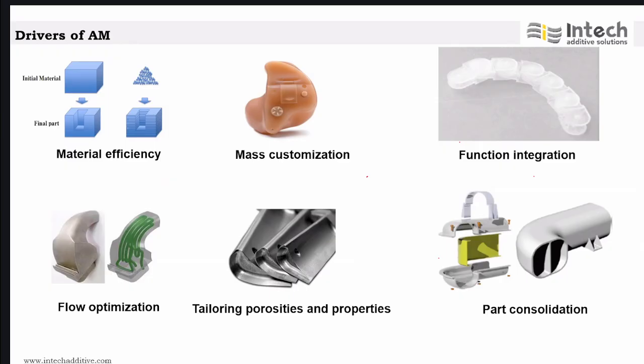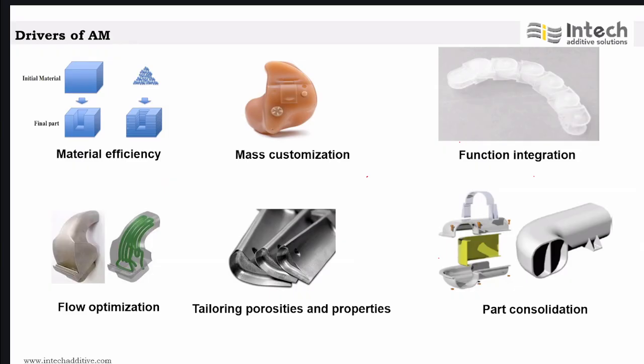And next is mass customization. You can see the hearing aid as an example. A hearing aid is specific to the patient, so it can be printed with ease. Conventionally, it takes a lot of time to get it done. But here you can do mass customization, where you can print multiple hearing aids in one build. This helps to minimize the time and also the market differentiation across the technologies.